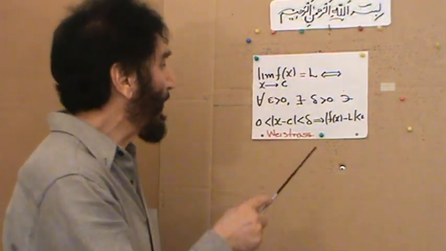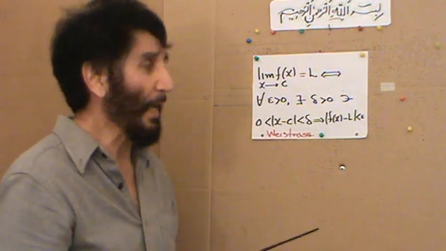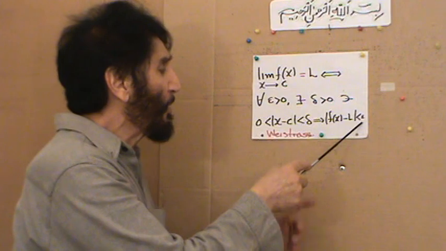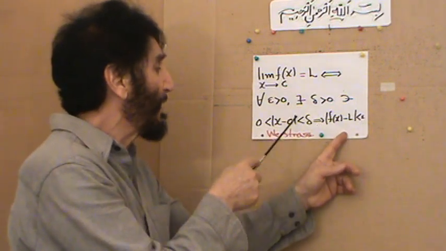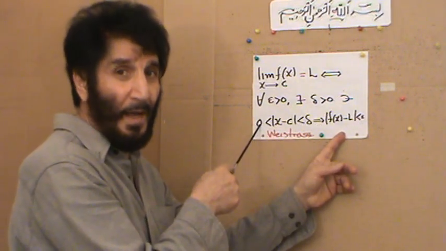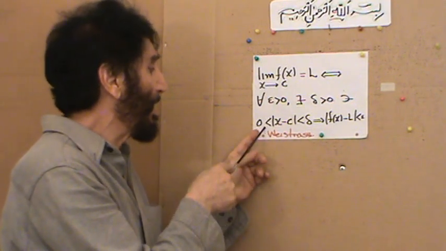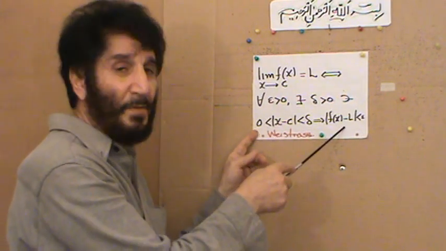Okay, then I come here with 2 questions. Number 1: he says |f of x minus L| less than epsilon, but he doesn't say greater than 0. Why? We come back for that. And the other one: why does he say greater than 0 for this? He doesn't say it for this.